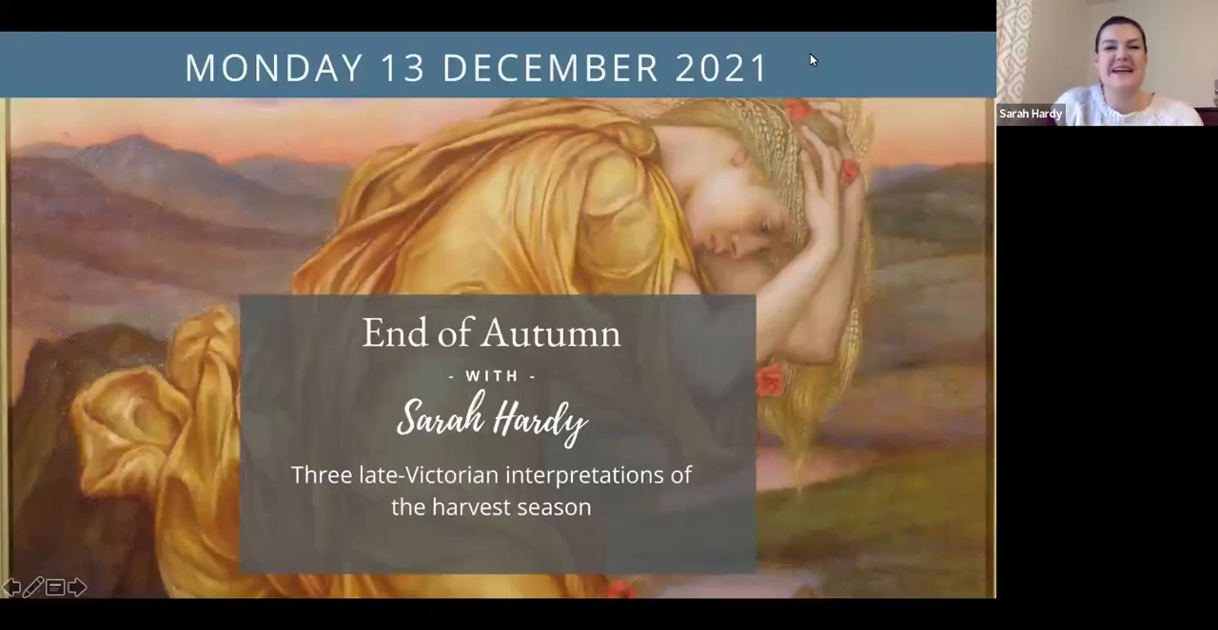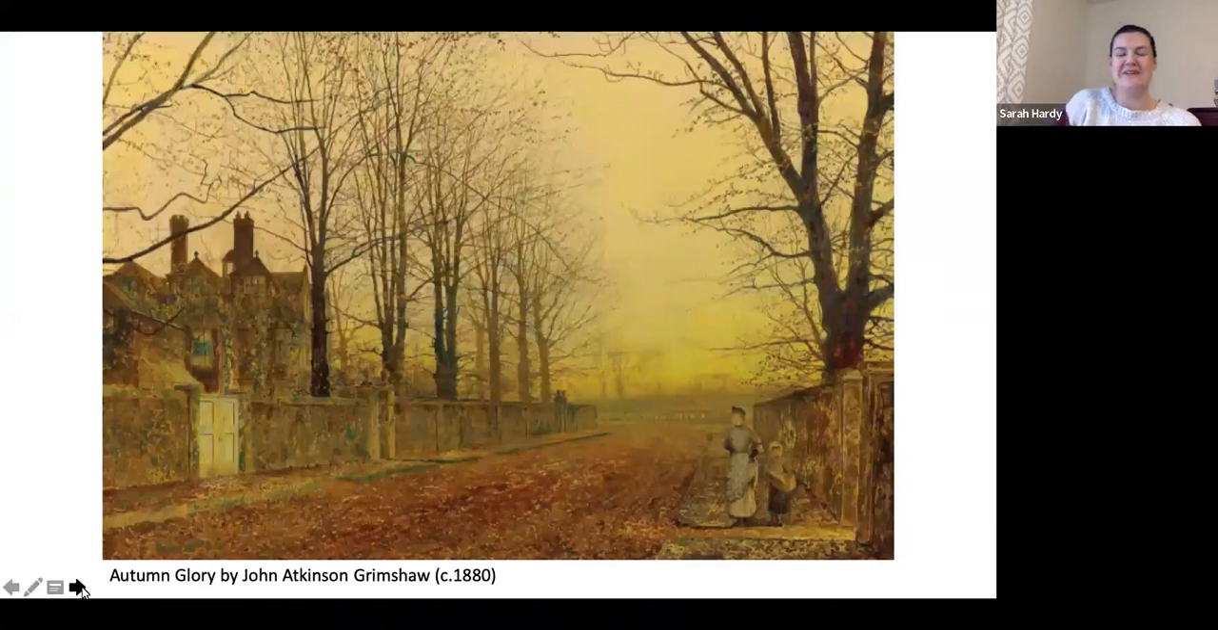So welcome to today's talk, as you can see here, on the end of autumn. And I'm going to take a close look at three interpretations of this season by late Victorian artists. I think in some of the billing for this event, I did use the term pre-Raphaelite artist, but they're not so much. So I'm sticking to my guns on late Victorian.